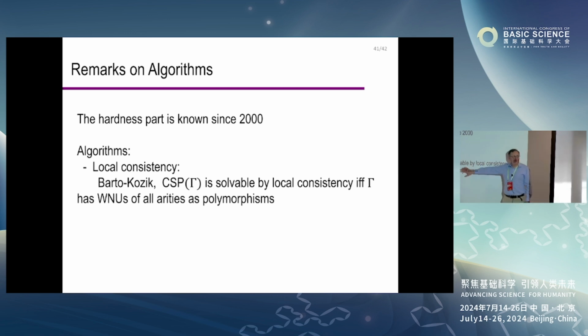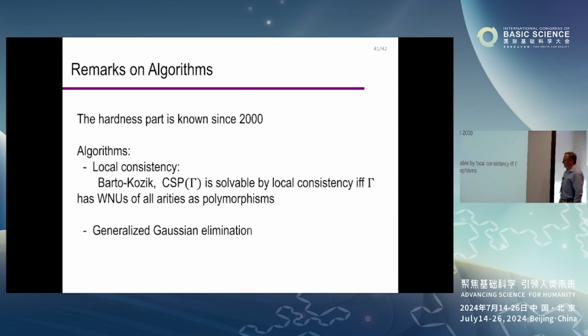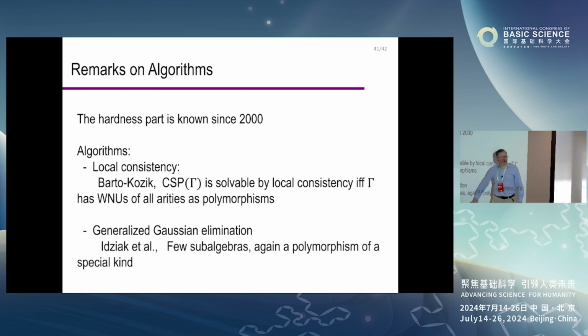Again, we know a lot about local consistency. In particular, we know when the CSP of gamma is just solved by those local consistency algorithms. Solved means that if I establish this local consistency and I don't run out of values for my variables, it has a solution. The second class of algorithms is some sort of generalized Gaussian elimination, so solving linear equations, but on steroids, in a way. Again, we have a very precise algebraic characterization of when that happens. I don't want to go into details, but anyway.